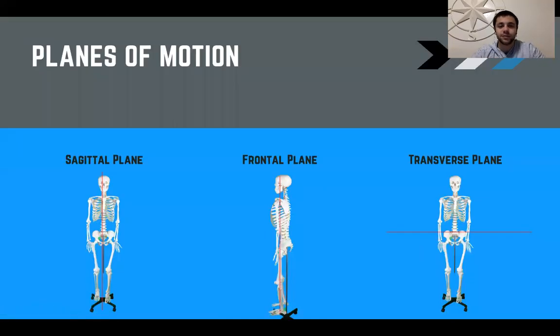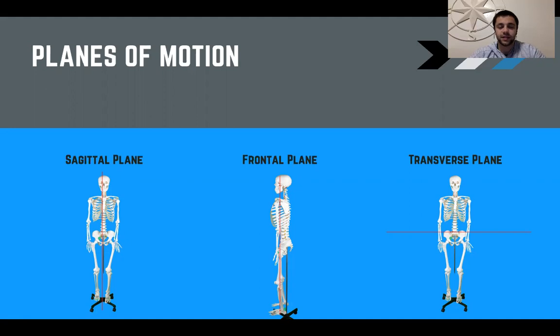So planes of motion. All the joints in our body move to some degree, either 1 to 3 of these planes of movement. So we have the sagittal, the frontal, and the transverse plane. The first one we have here is the sagittal, and that divides our body into left and right halves.